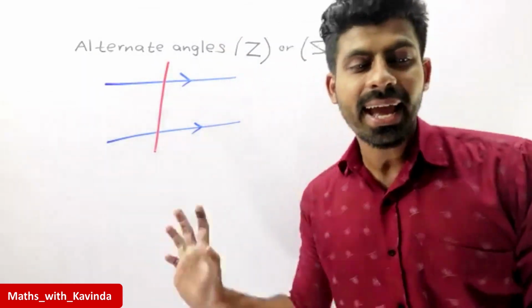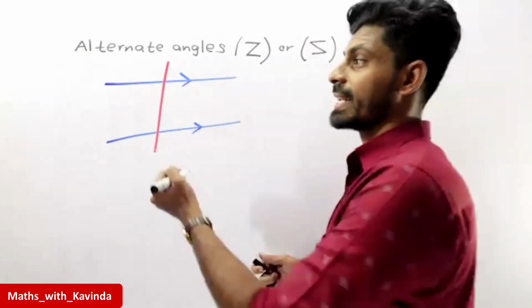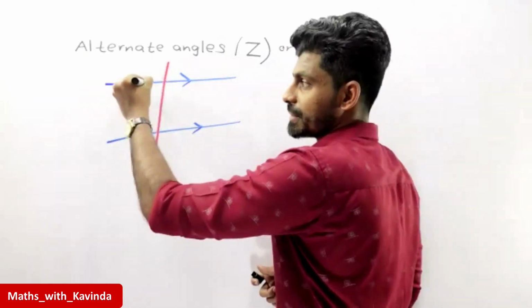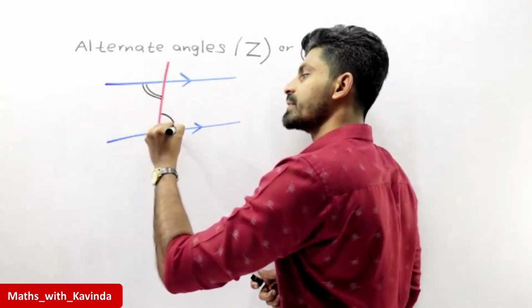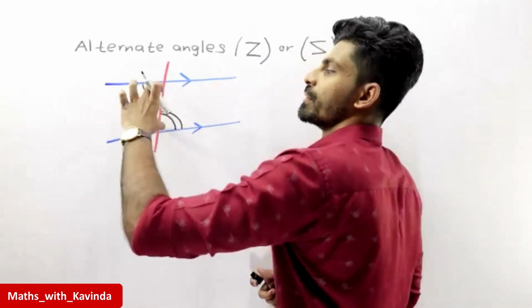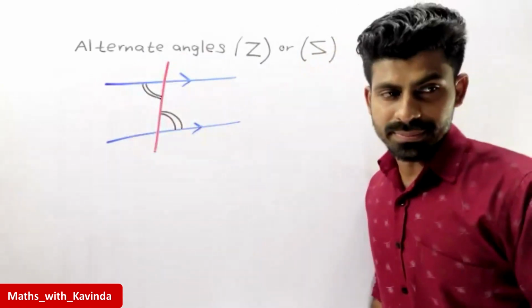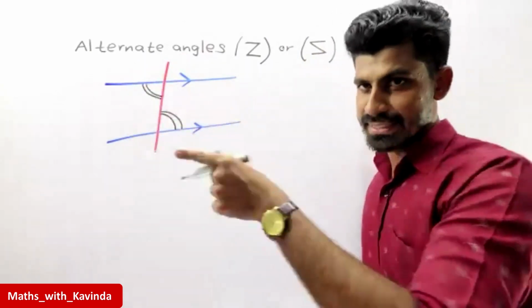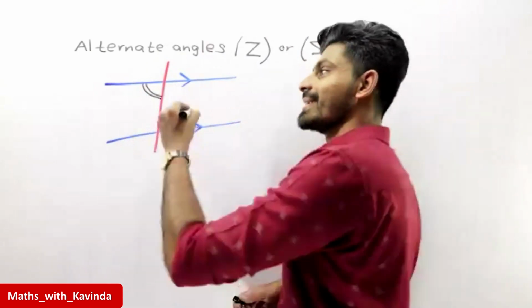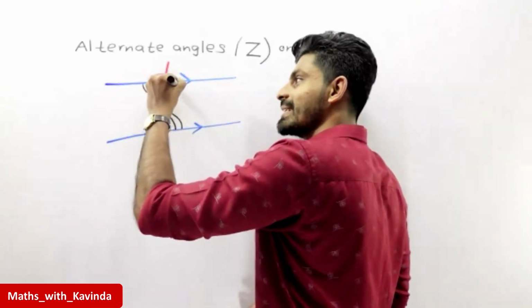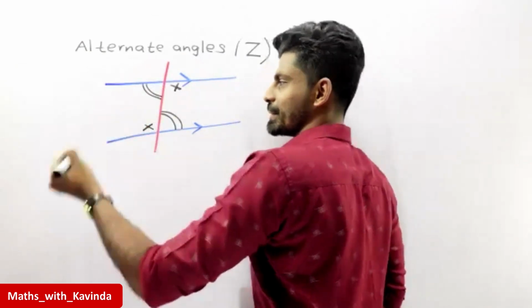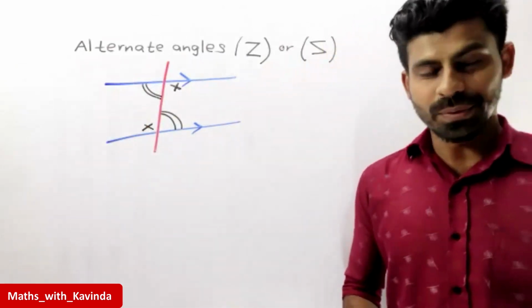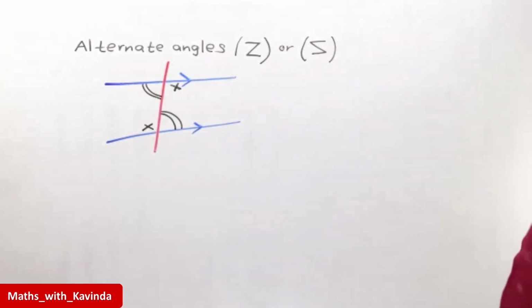Alternate angles are equal. Alternate angles means Z angle. So this one equals this one. Those two angles are equal. Z angle. Not only that, this one equals this one.